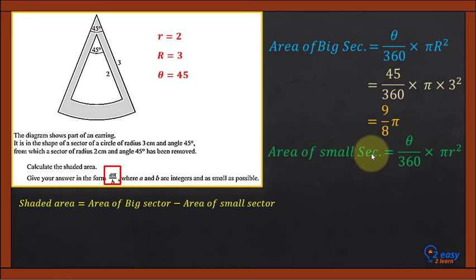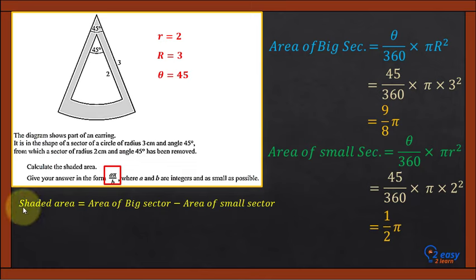Area of small sector, again formula, theta over 360 times pi r squared. Plug in values. Theta value is same, 45. We will not plug in the value of pi because it is written in the question. And the radius of the small sector, small r, is 2, so r is 2 squared. Simplify this expression, you will get 1 over 2 pi.